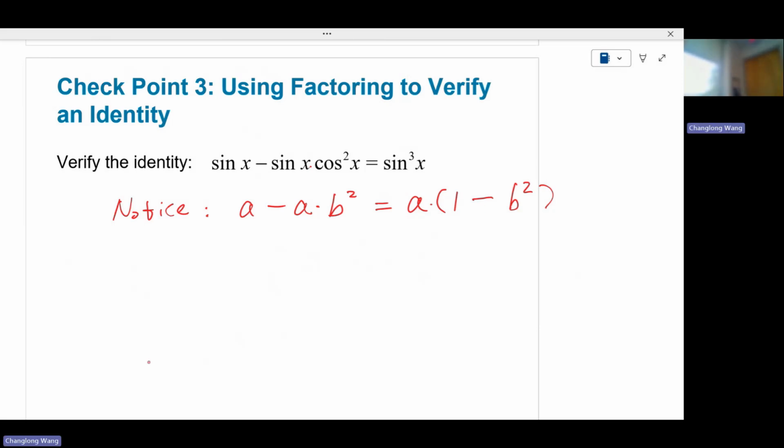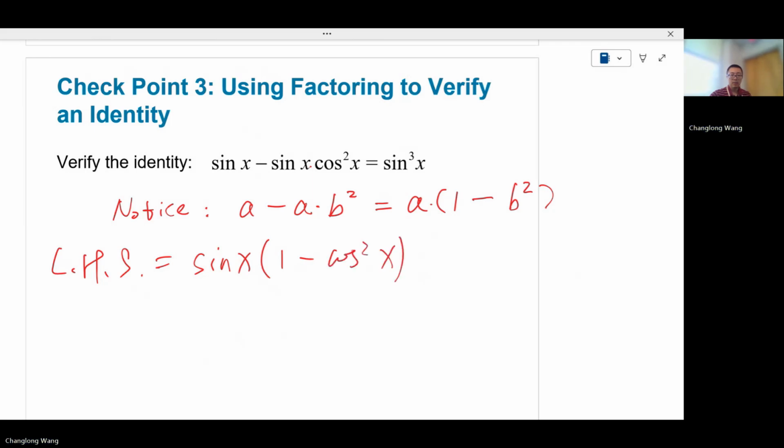So now let's do that to the left-hand side of the equation. We'll factor out not a anymore, let's factor out the sine of x. So the left-hand side becomes sine of x factored out, and this becomes 1 minus cosine squared x. And again, quickly do a sanity check. If I distribute the sine of x, does it become the same as before? Yes.